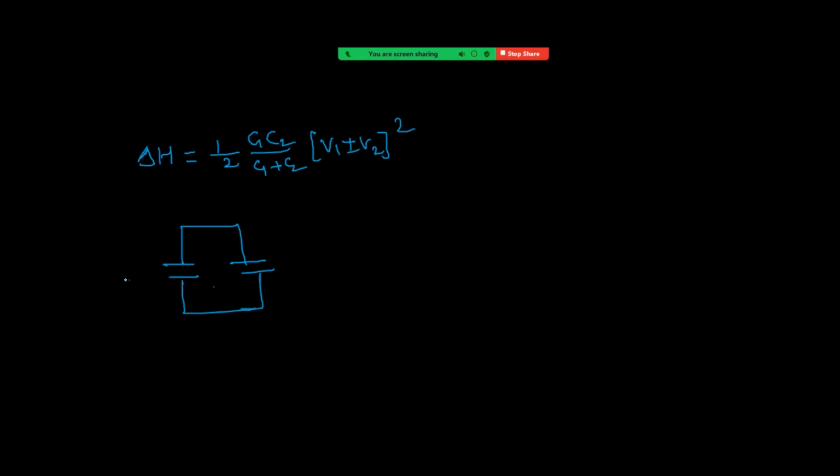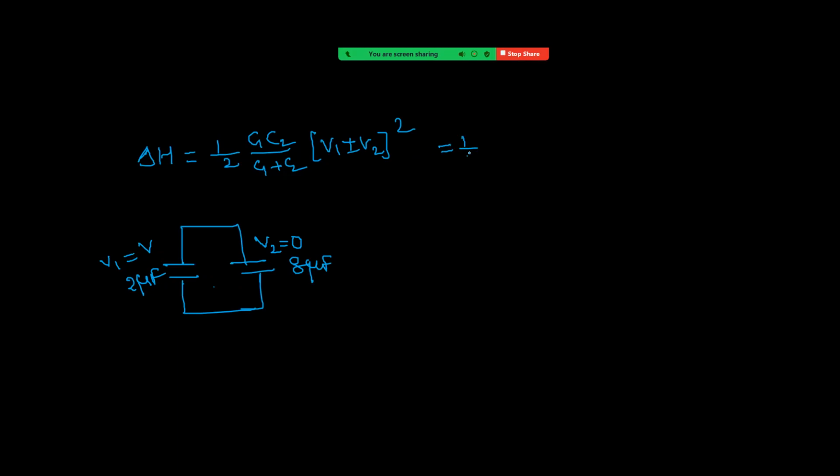Given 2 and 8. Loss equals half C1 C2 upon (C1 plus C2), (V1 plus or minus V2) whole square. And you can see in this, this is a 2 microfarad, this is 8 microfarad. This one is charged and this one is uncharged. Means for this the potential is zero. So V2 is zero, V1 is non-zero. Take V1 as V. Okay.